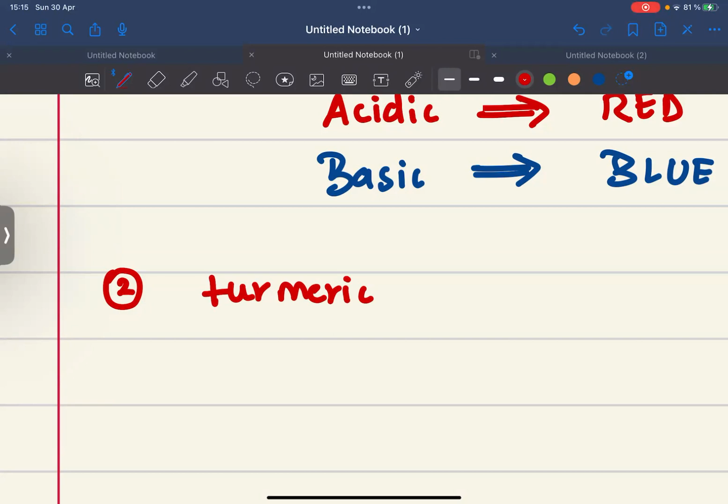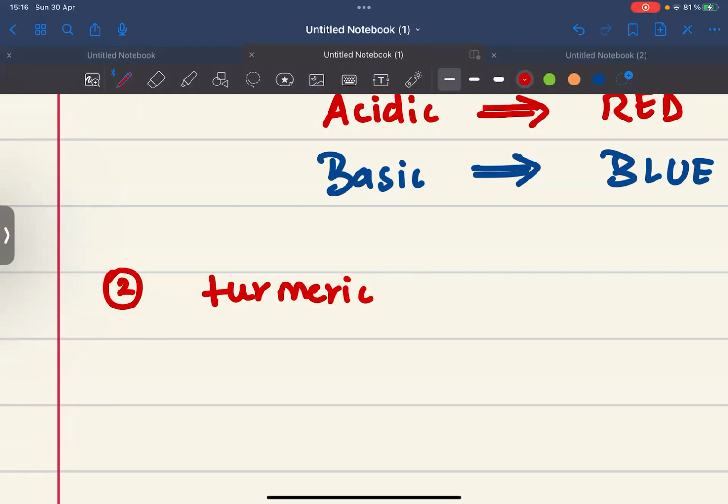Now, for example, you take a tablespoon of turmeric powder, add water into it, and make it into a paste. You make the turmeric paper by taking a piece of white paper and blotting the full paper with turmeric. You cut it into strips, and you'll have yellow strips of paper. Now we're putting a drop of soap solution on the paper. What color do you think it will change into?